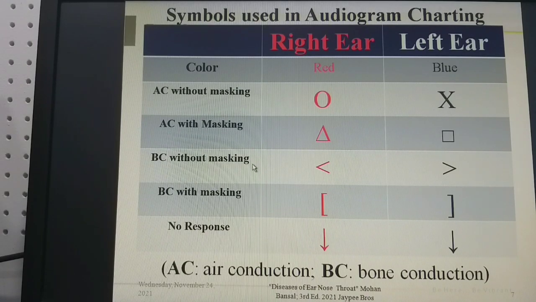And then BC without masking is the lesser than sign, red color, and on the left hand side it will be the greater than sign. Then BC, bone conduction with masking, you can see this square bracket, on the right side red color, on the left side blue color. And if the patient is not giving any response to the highest intensity of the sound that is there in the audiometer, then we put this arrow. This arrow will show that the patient is not able to hear this sound. It can be with bone conduction as well as air conduction.